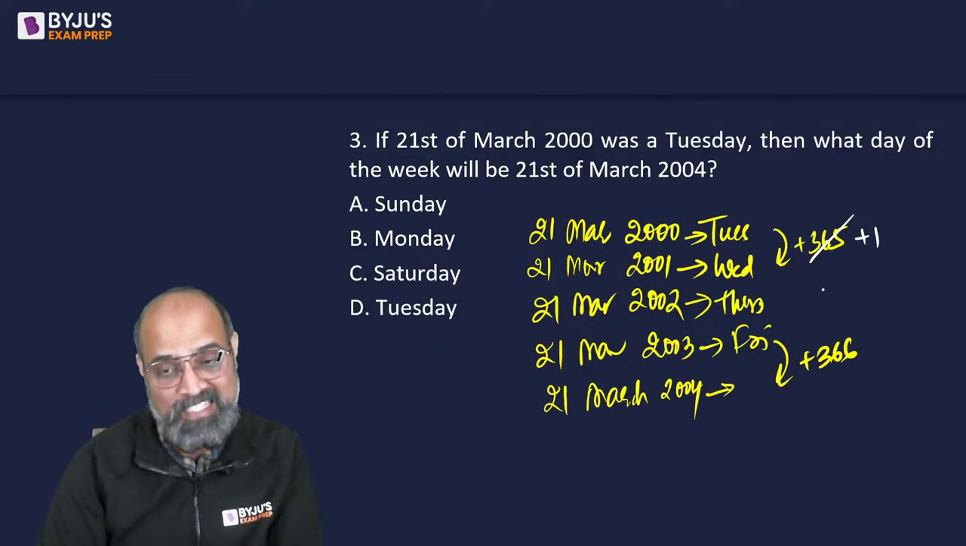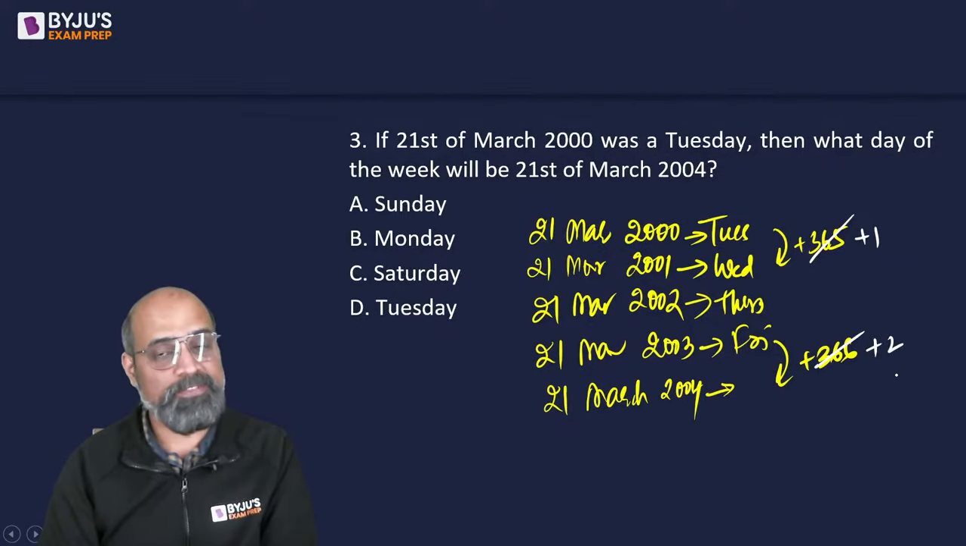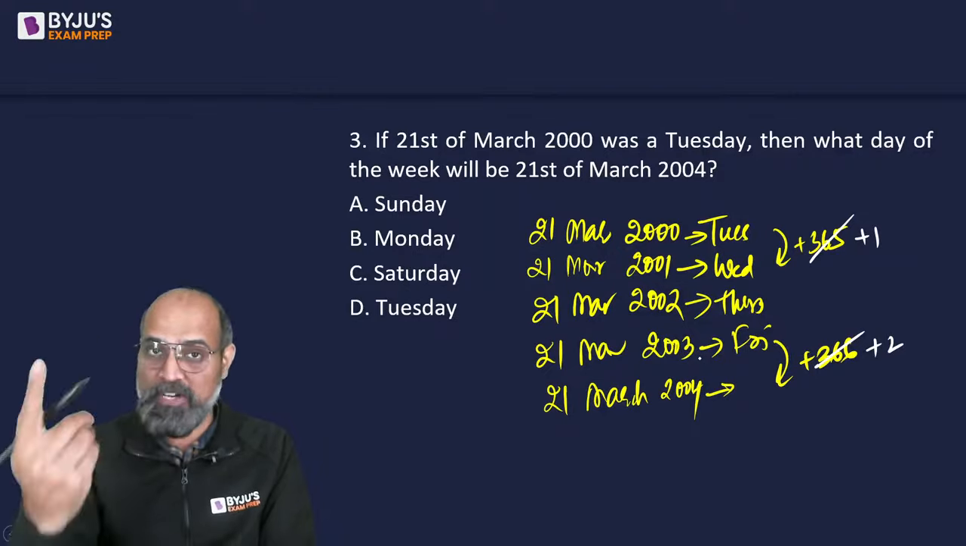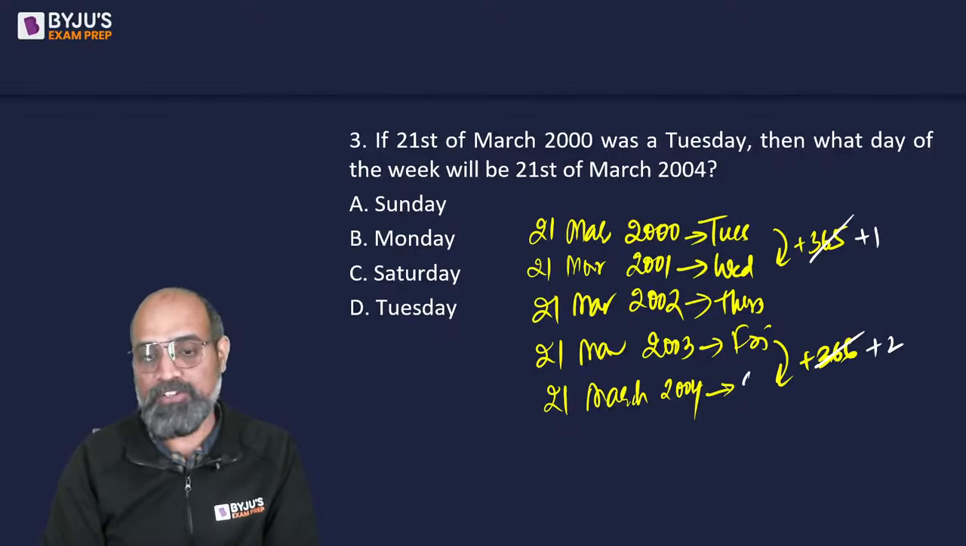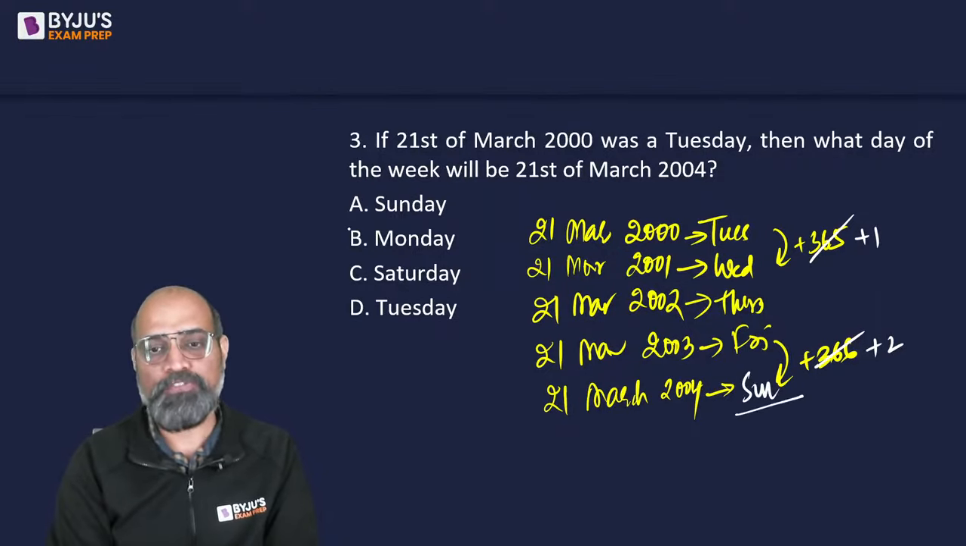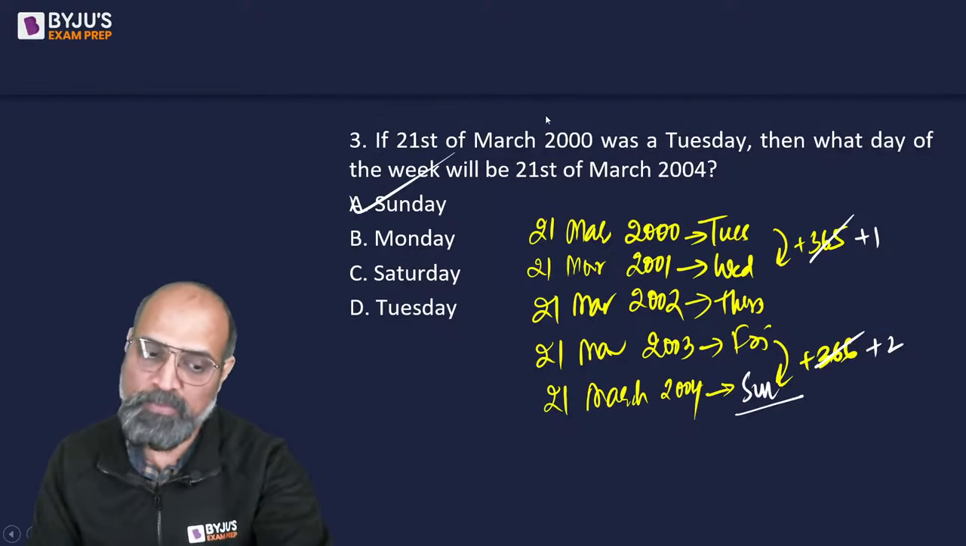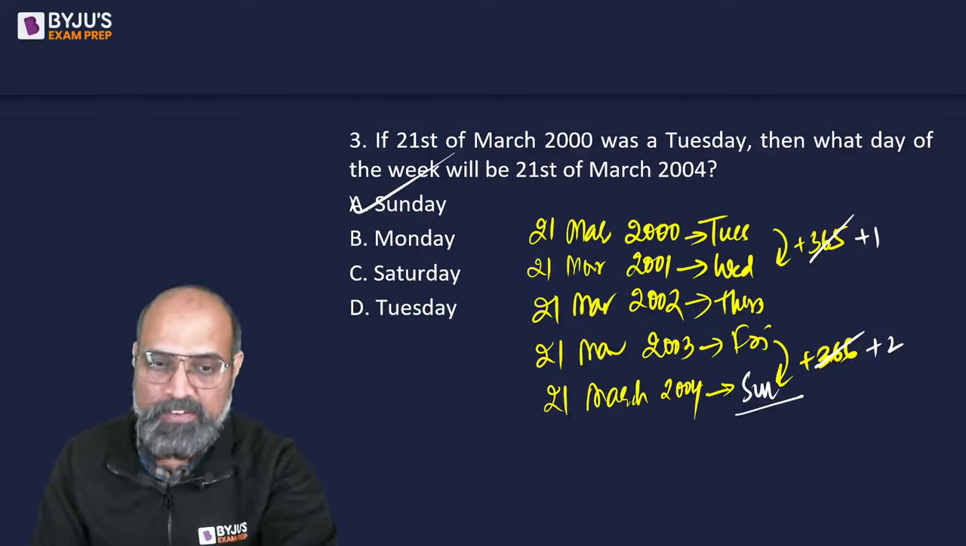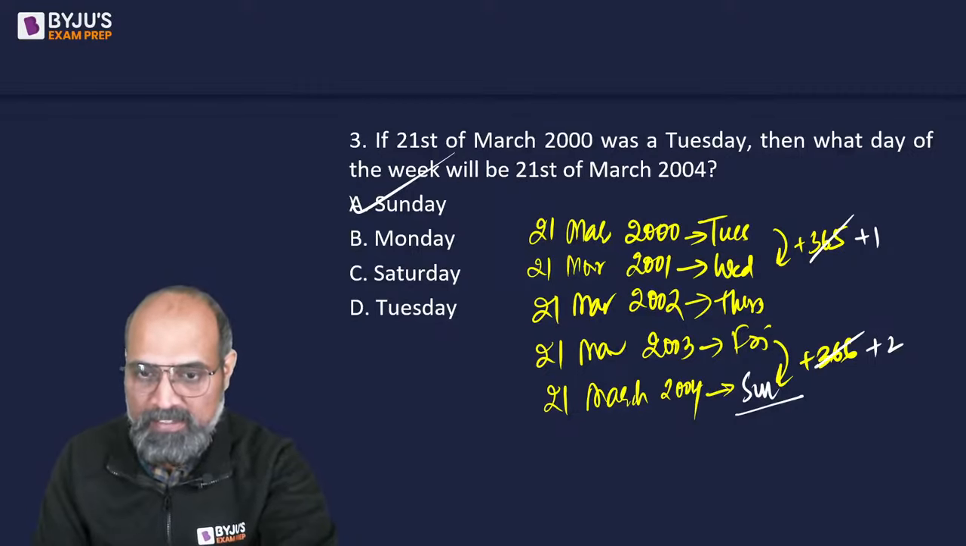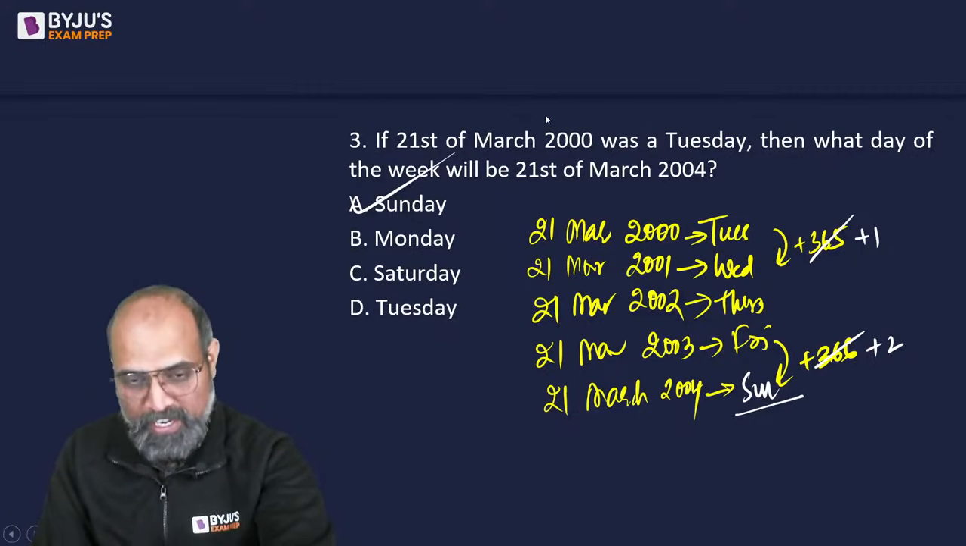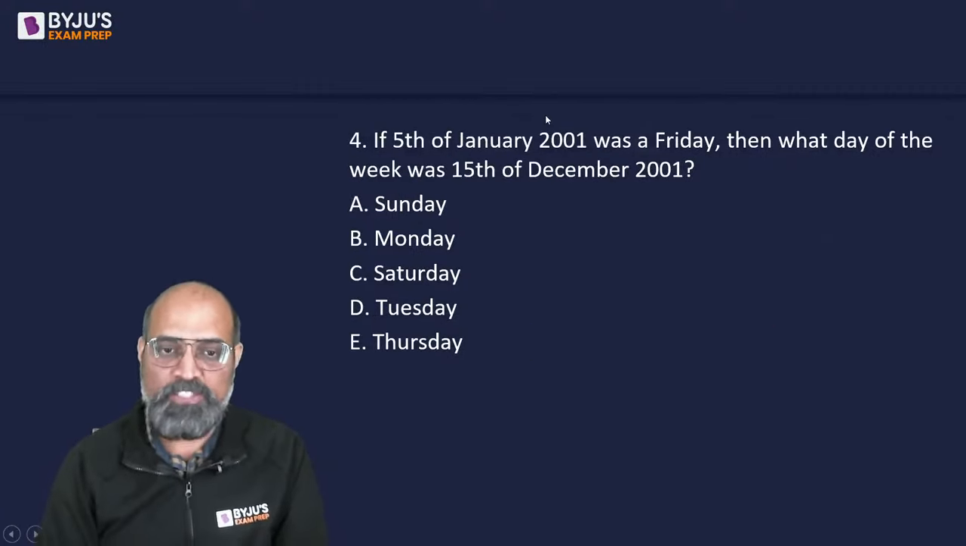And 366 days is nothing but two odd days. So Friday, then you have Saturday, you'll have to skip Saturday and you will eventually stop at Sunday. So 21st of March 2004 is going to be Sunday, which is option A. And everyone has answered option A. Very good. Very good. Next one.